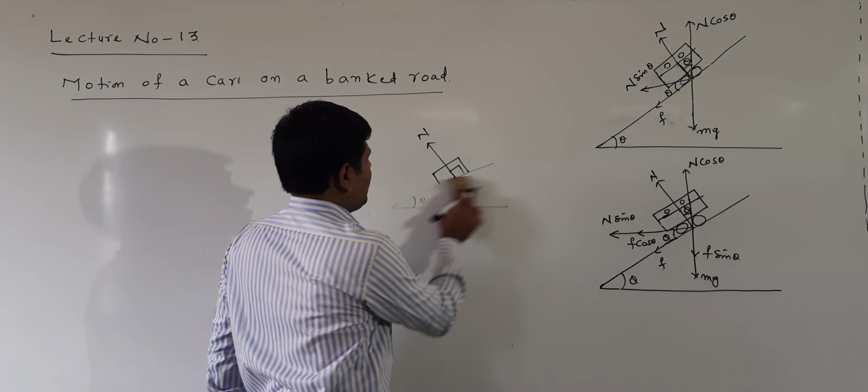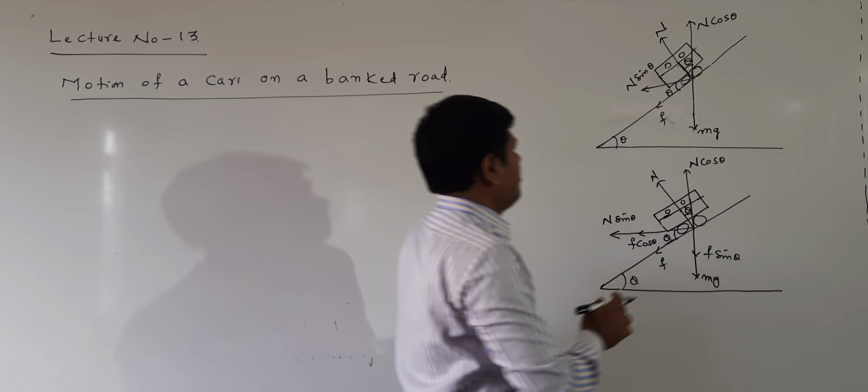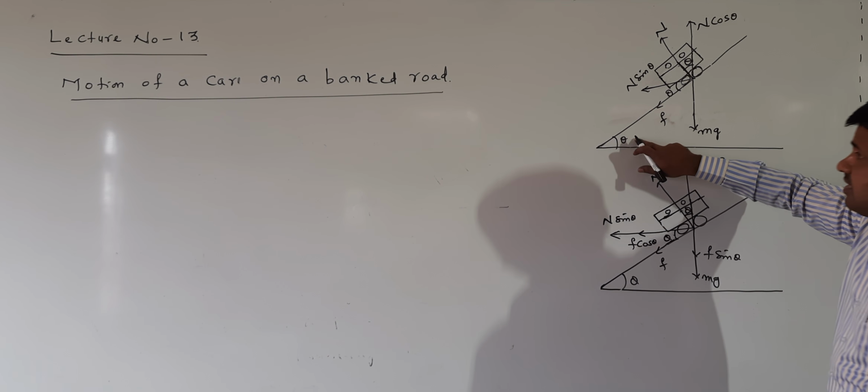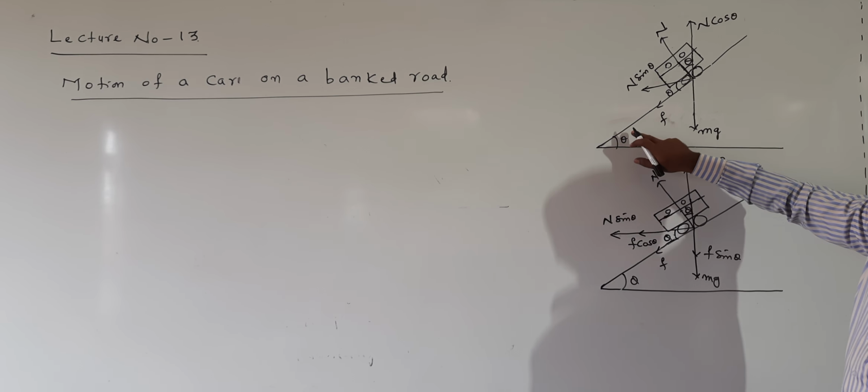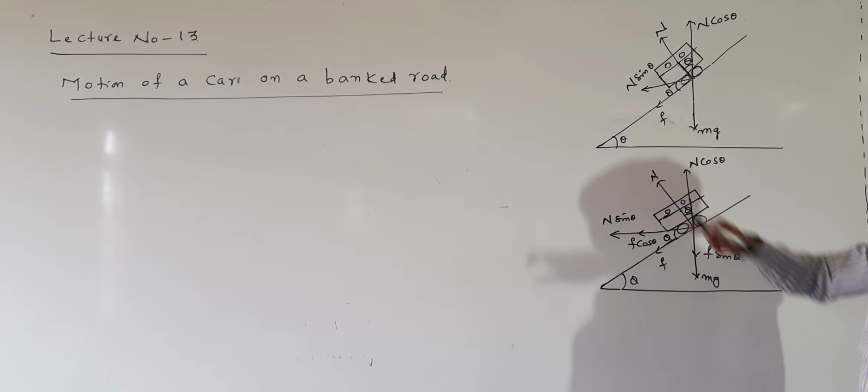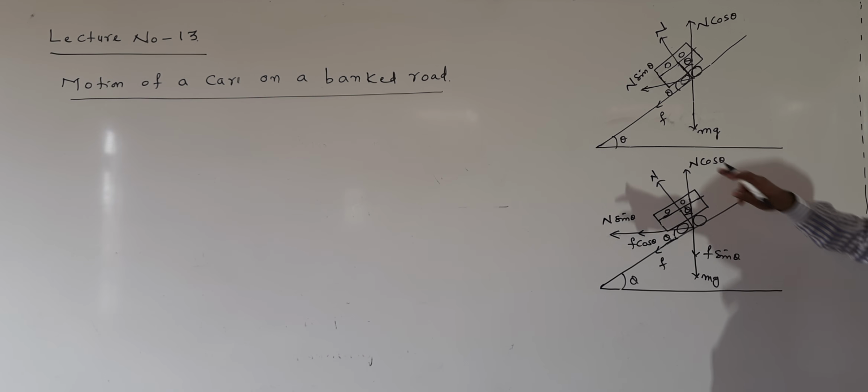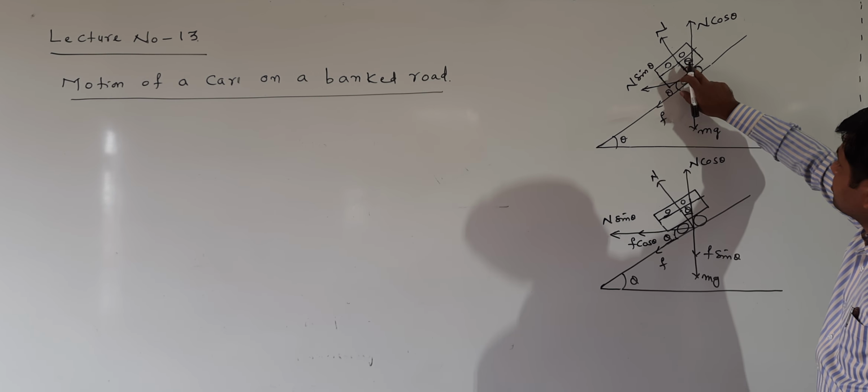Now this is the normal reaction acting in this direction. This angle theta is called the angle of banking. This is called theta. When this angle is theta, here also it becomes theta.